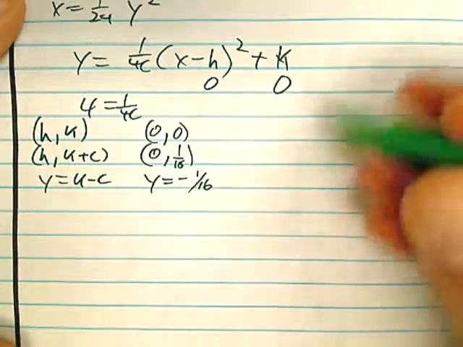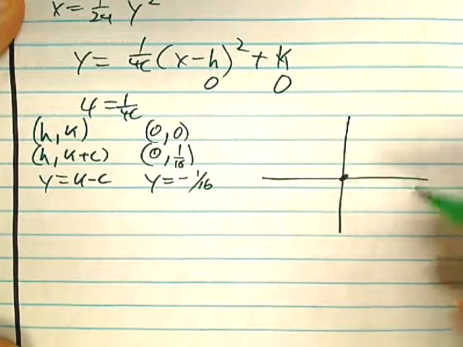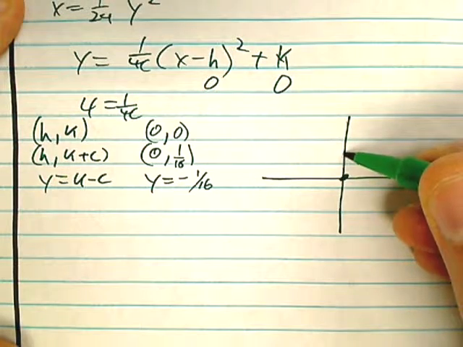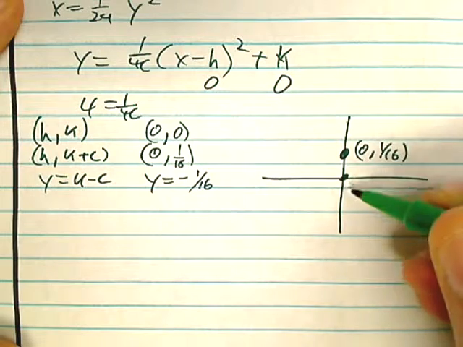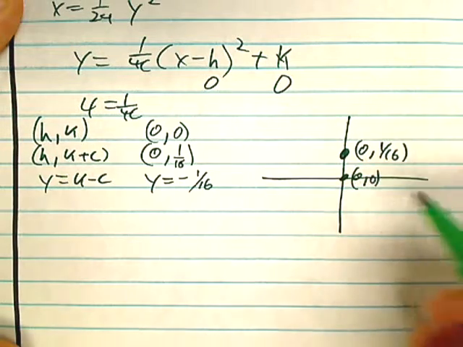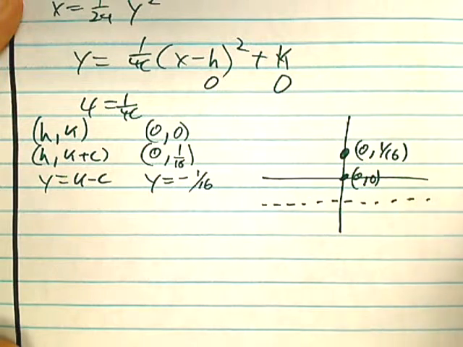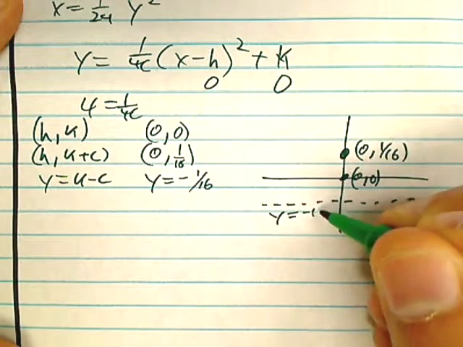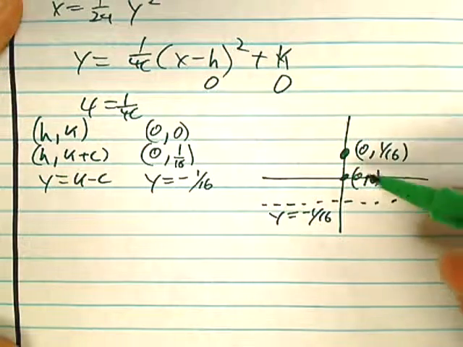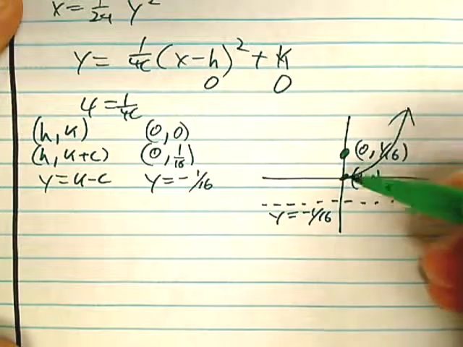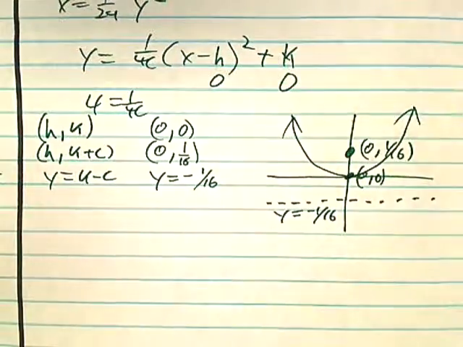So when I graph this out, I have the vertex at the origin, my focus at 0, 1/16. Because I'm exaggerating it, I'm going to be sure to label those. And my line down here is at y equals negative 1/16. And then go ahead and sketch your parabola. Okay, 3 questions.